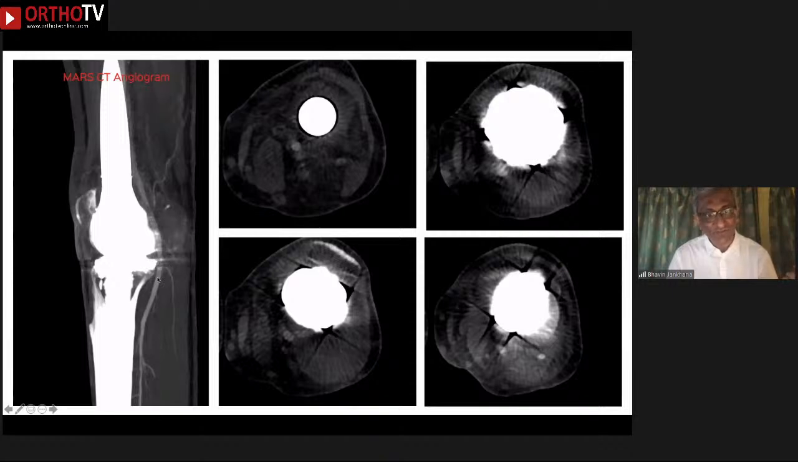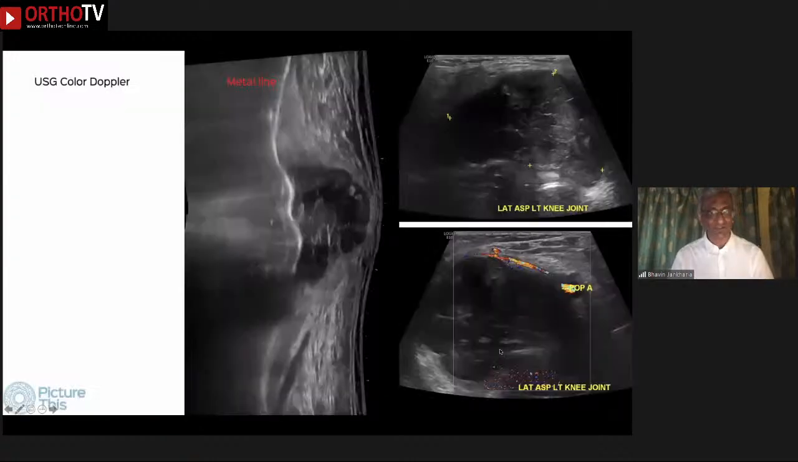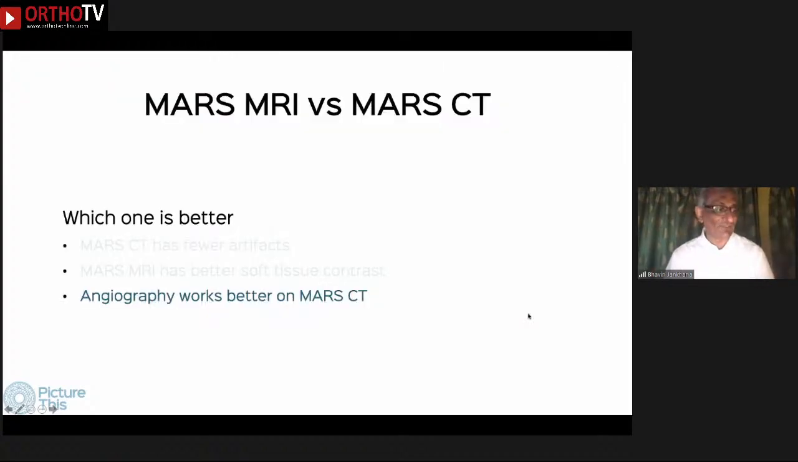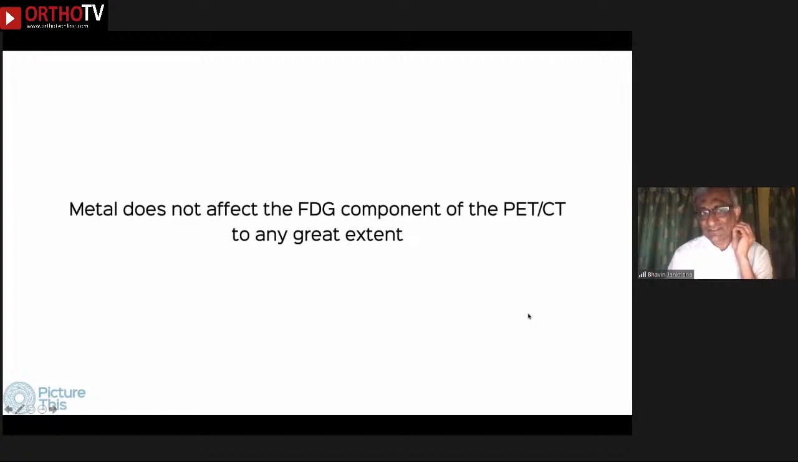Here we did the angiogram, and you can see it very well reconstructed despite the metal and the sagittal image. And then you can trace the vessel on the axial, and clearly the mass is adherent to, but is not encasing the artery. Here, ultrasound helps. So that's the tumor, and we've reoriented this. That's the metal lying here. We can then see the relationship of the tumor with the artery and the vein, and they're just adherent to, but the mass is not fully involving the vessel. So angiography works better on MARS CT.